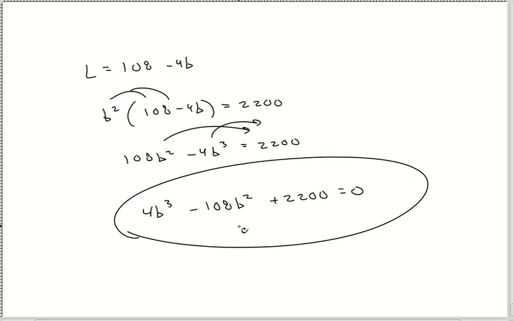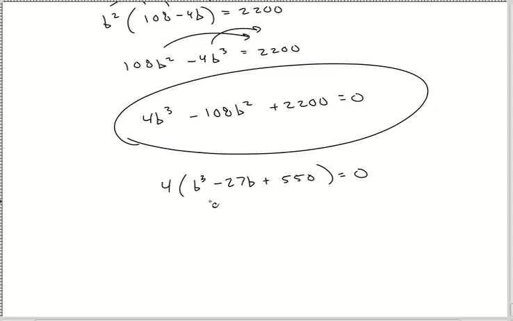Let me just real quick, 108 divided by 4, does it work? Yep. And 2200 divided by 4 definitely should work. So we got b cubed. Here, let me write it more clearly. Factor a 4 out. B cubed minus 27b squared plus 550 equals 0. Now, possible rational zeros, all that kind of stuff. Factor it if you can. Well, not very friendly. It's not very friendly.